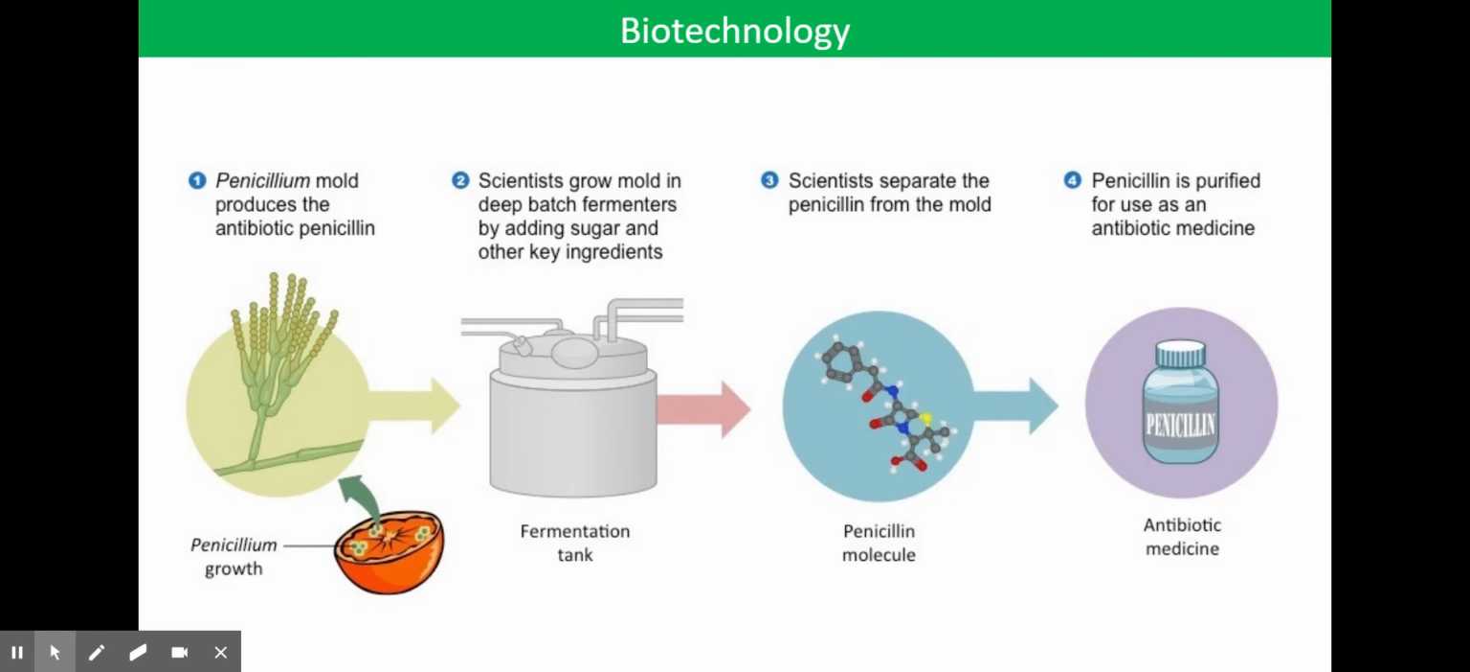Florey and Chain devised the process to successfully mass-produce penicillin through fermentation by the fungus Penicillium. Modern strains of the fungus have been selectively bred to be more productive than the earlier strains. Penicillin is a secondary metabolite. It is only produced when the population has reached a certain size. Therefore, penicillin is manufactured by batch culture.